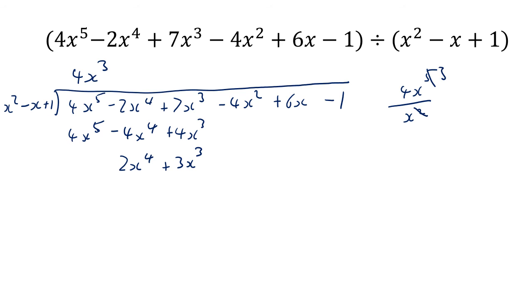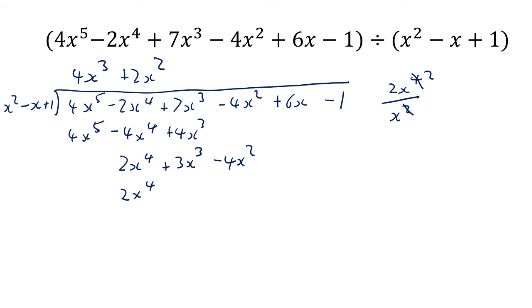3x cubed. We need a third term, so we bring down this term to here to get a third term. We got minus 4x squared. All right, now we've got to get this guy to match with this guy. So that's going to be 2x to the 4 divided by x squared. Cancel, cancel. They get you 2. So we know the next one is 2x squared. So you get 2x to the 4.